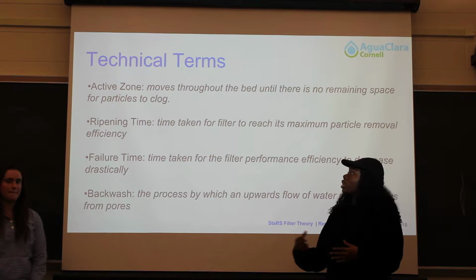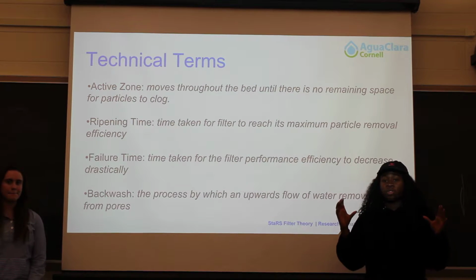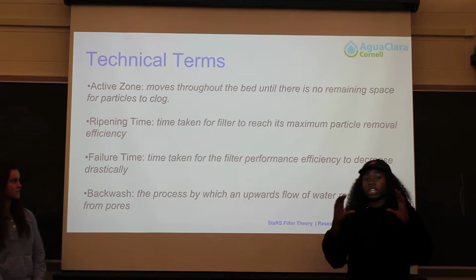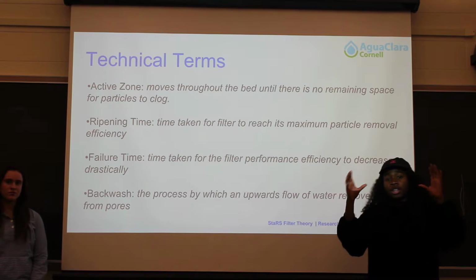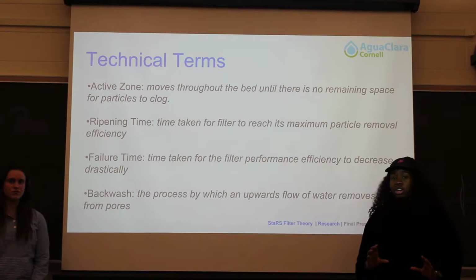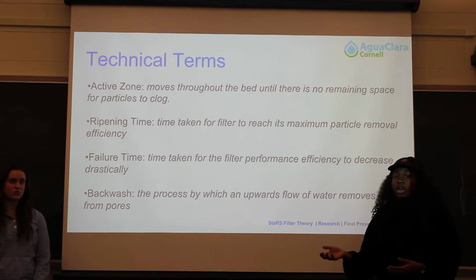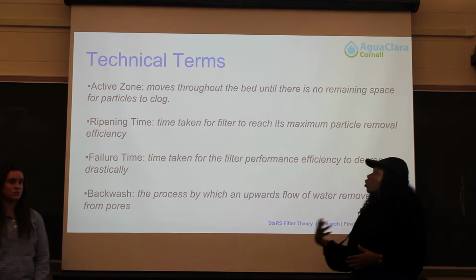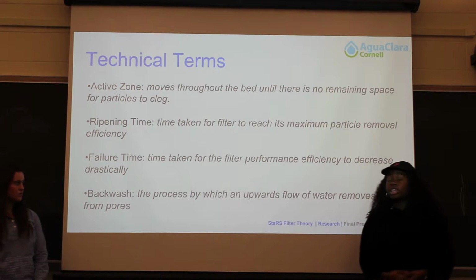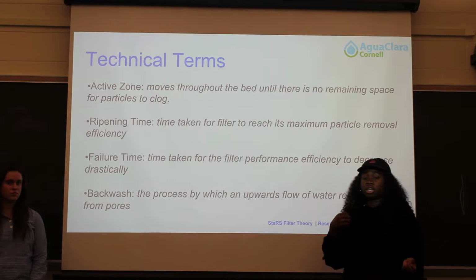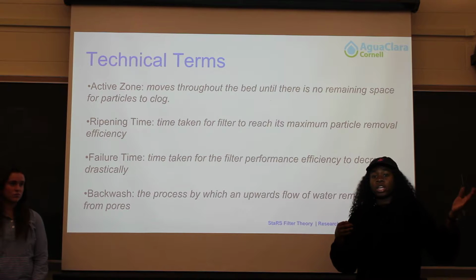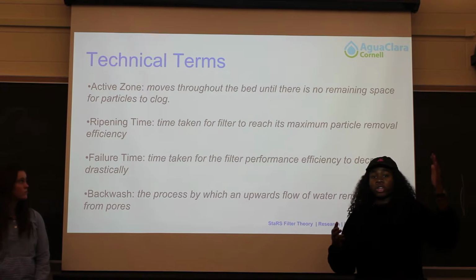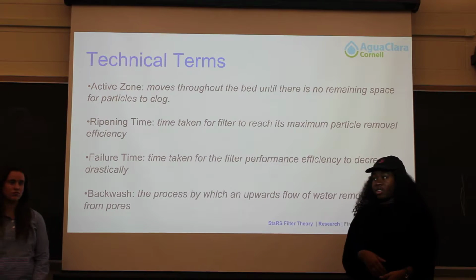So the active zone is the site in the filter where filtration is occurring at that point in time. And an active zone moves down through the filter until there are no more pores, there's no space for particles to clog. And the ripening time is defined as the time in the beginning, when the filter begins, for it to reach maximum filter efficiency.